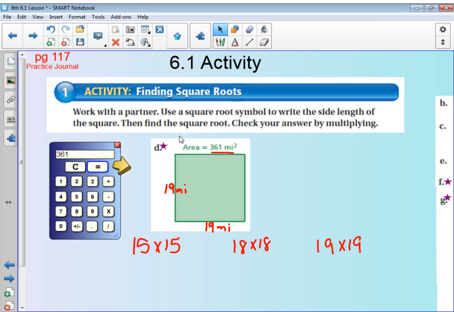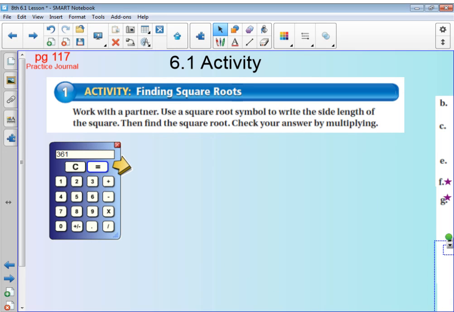Okay, so that's working with one where we have nice perfect whole numbers. We're going to go ahead and jump to your next page. So flip your page in your practice journal, and we're going to do F and G off of the back side, and then I'll leave one of those for you to do independently.